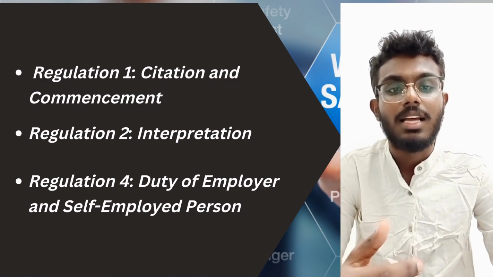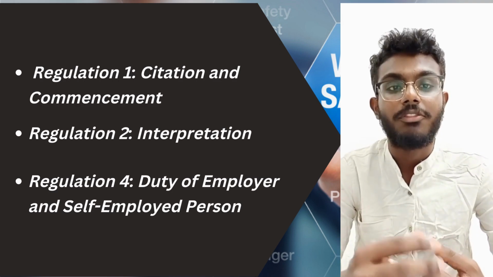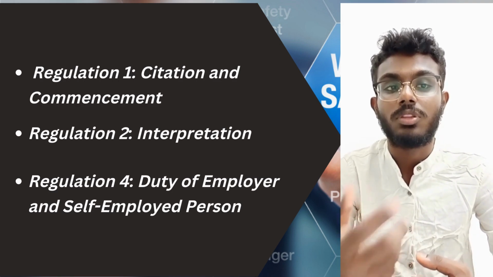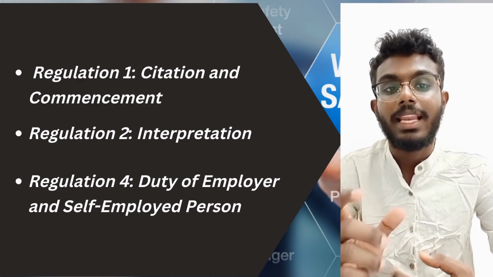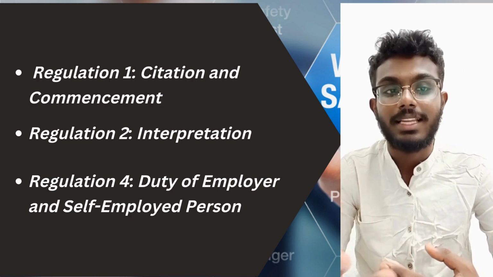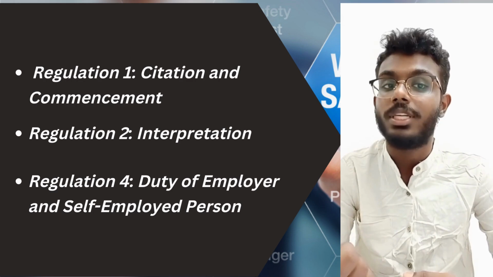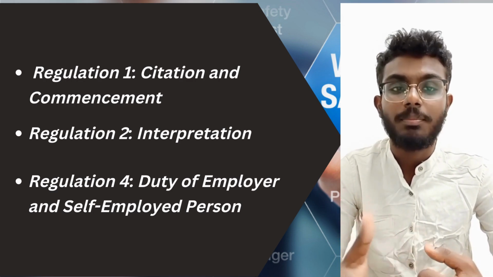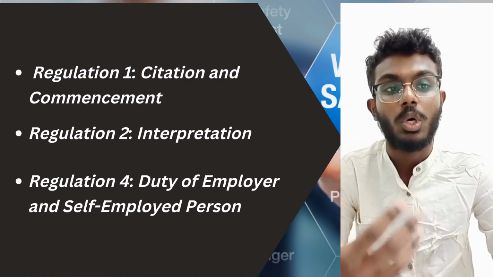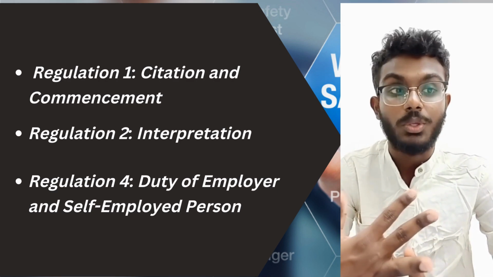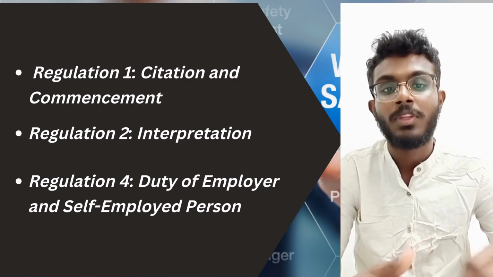The second is interpretation, Regulation 2. The context of this is that it defines terms used throughout the regulation. The importance of this is that clarity prevents misunderstanding, ensuring effective communication among employers, employees and the regulator. For example, it defines terms like airborne concentration or threshold limit value to ensure a common understanding of hazardous exposure.